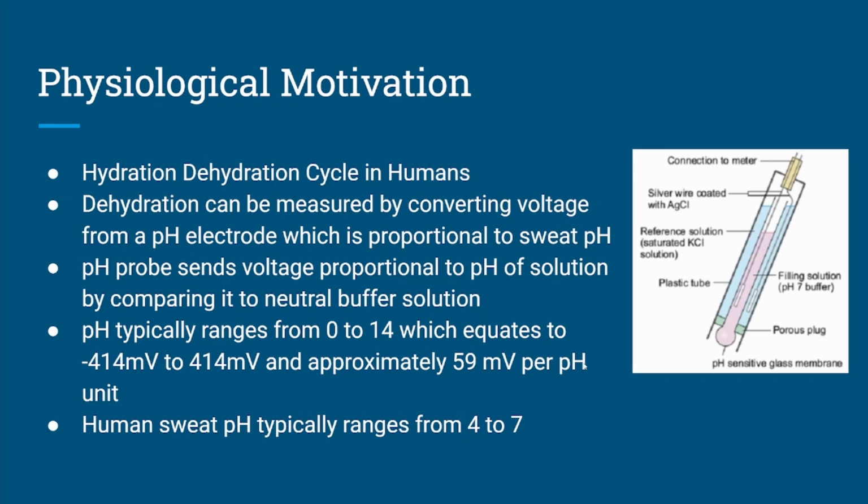To explain how the sweat pH biosignal originates, first we must establish some background information based on our extensive literature search. Humans go through a hydration-dehydration cycle which is governed by the intake of water, and sweat pH is a good measure of hydration state.